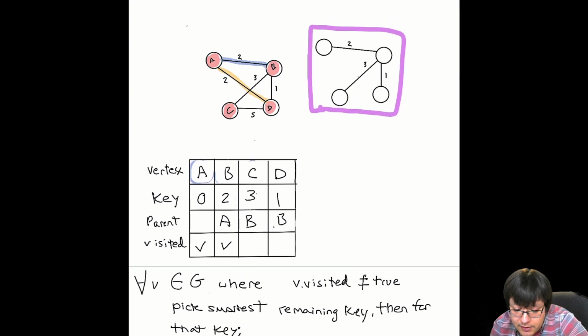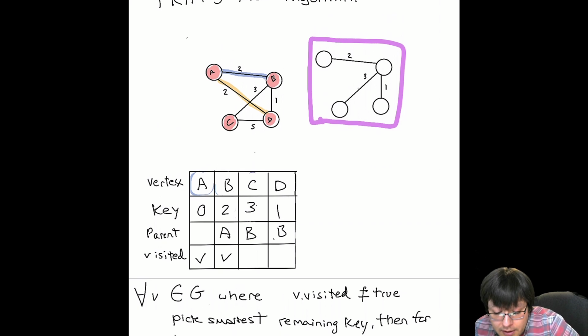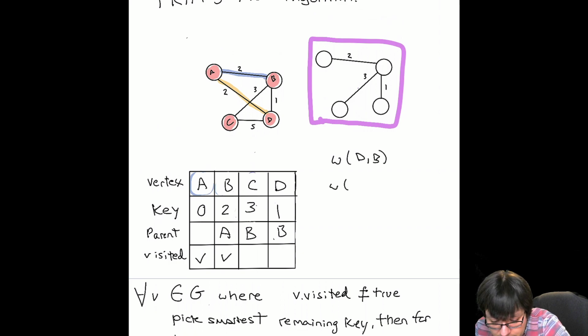And so now we've got C and D left. We're going to pick the smallest weight. That one we only have one choice, and that is to pick D. So we're going to start working with D, and D has 3 edges coming out. It has the weight of D to B, the weight of D to A, and the weight of D to C.